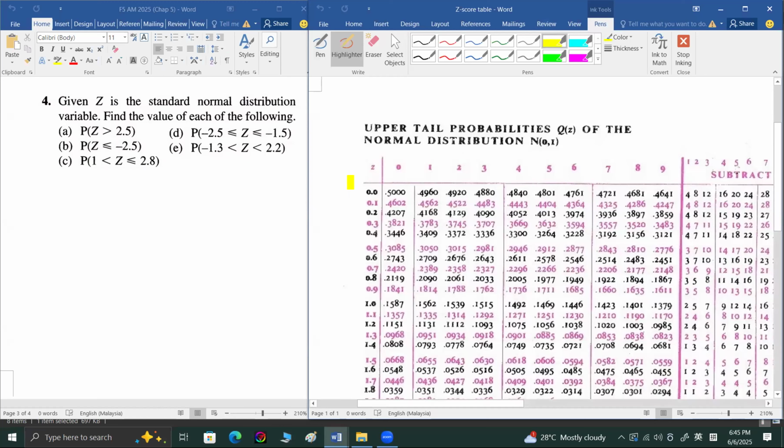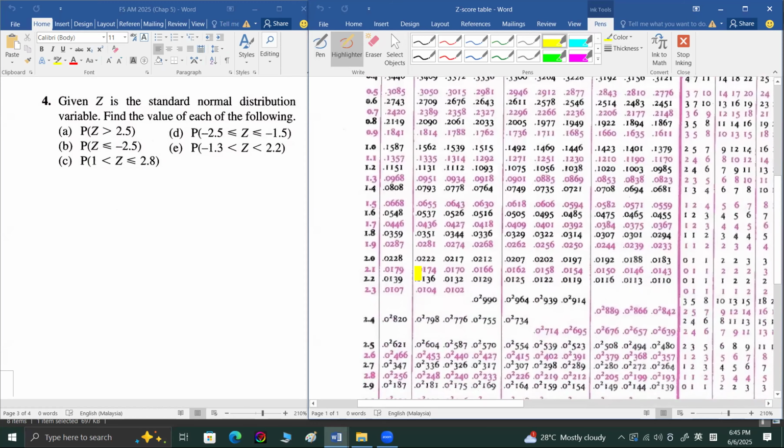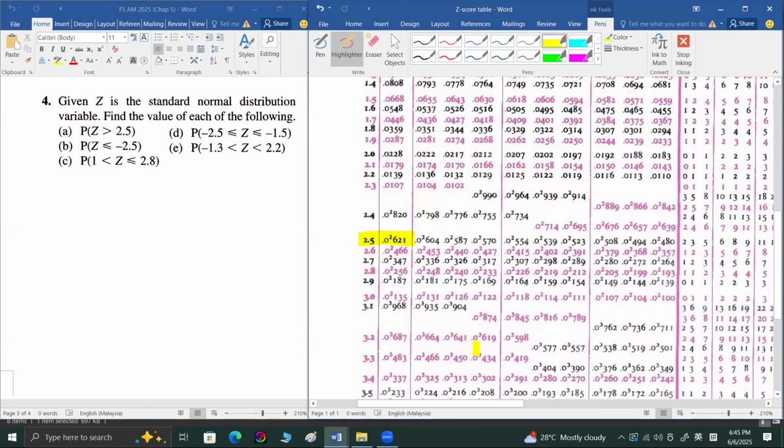2.5, Z. Can you see the Z here? Z, right? Okay, you see 2.5? Let's see this value: 0.00, here the power 2. The power 2 means there are two 0s here: of course, in front one 0, and after the decimal, another 0. So it is 0.00621 for question A. Okay, can you follow?